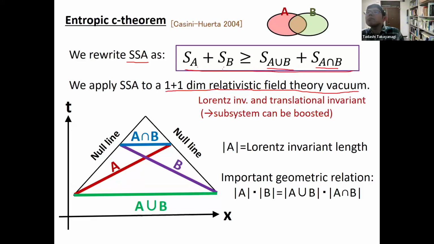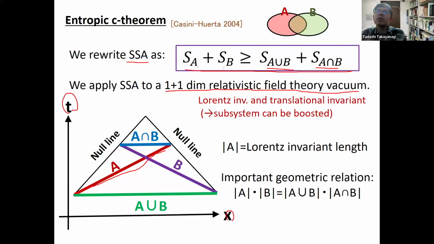Relativistic invariance, Lorentz invariance, is very, very important here. Without that, we cannot prove anything. So how can we choose A, B and C? We choose it this way, in a relativistic way. This is time and space, right? Two-dimensional spacetime, and we choose A to be slightly tilted, Lorentz boosted. Because of Lorentz symmetry, this is also a nice subsystem, right?